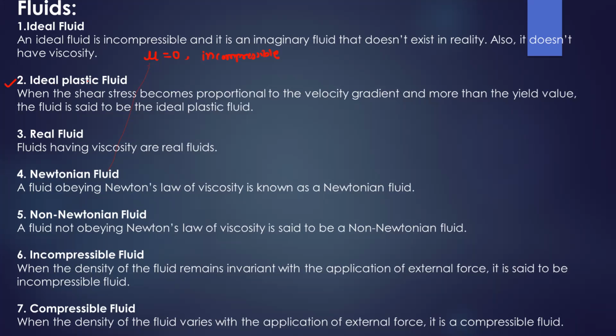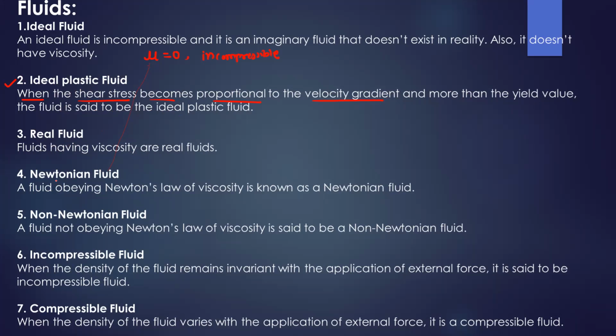Second is the ideal plastic fluid. For the ideal plastic fluid, when the shear stress becomes proportional to the velocity gradient and more than the yield value, the fluid is said to be ideal plastic. We will see this with the help of one graph. Then a real fluid is a fluid having viscosity.